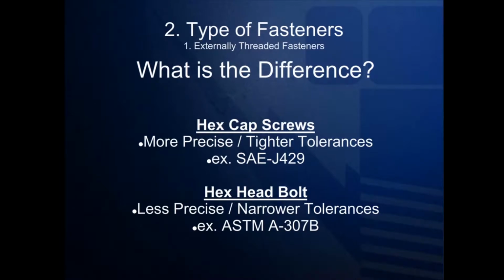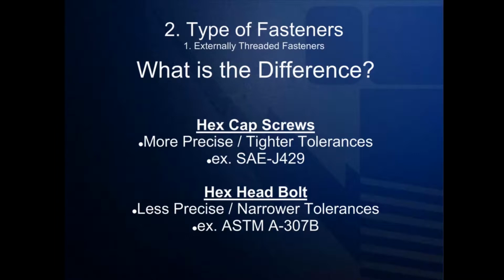We'll start with hex cap screws and hex head bolts. So what is the difference between them? These terms are often used incorrectly and interchangeably, however, they are different. Although they look very similar, the variations between these fasteners are quite significant. Generally speaking, hex cap screws are used in more precise applications with tighter tolerances, whereas hex head bolts are often specified when the mechanical properties are more important than the dimensional tolerances.